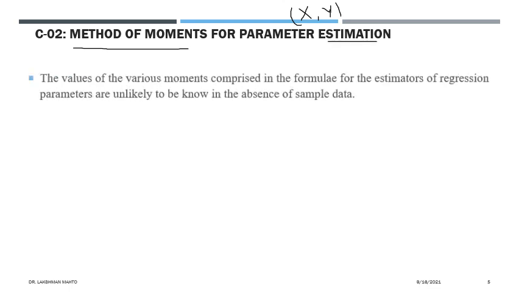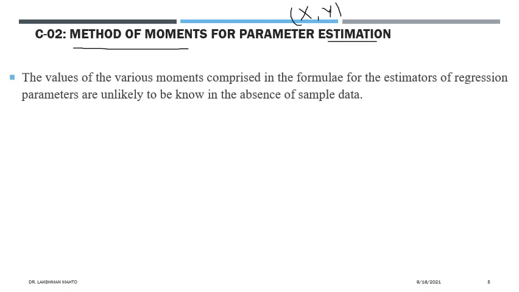So here I will go further to discuss the value of the various moments comprised in the formula of the estimator of a regression parameter, which are unlikely to be known in the absence of sample data. If there is no sample data, then we can't talk about estimation of those things or the estimator. And simply someone is saying that if suppose we are having a single data set, from there we can just get an estimate. We can't get an estimator. Yeah, how can you get an estimator?